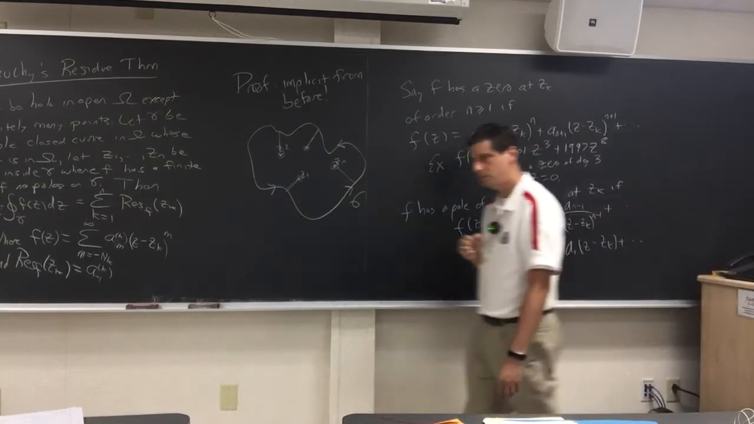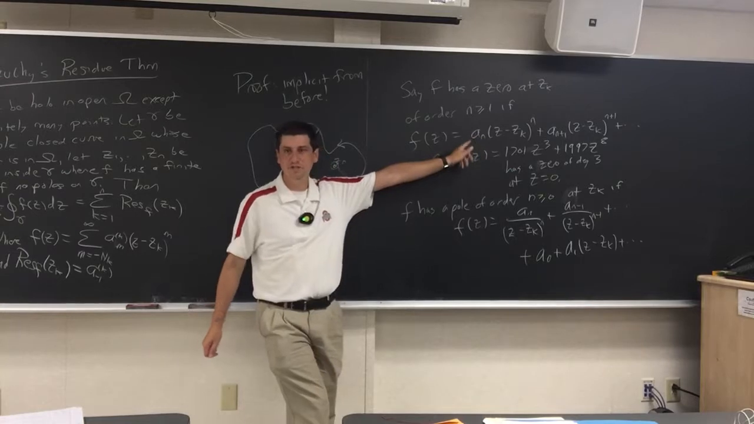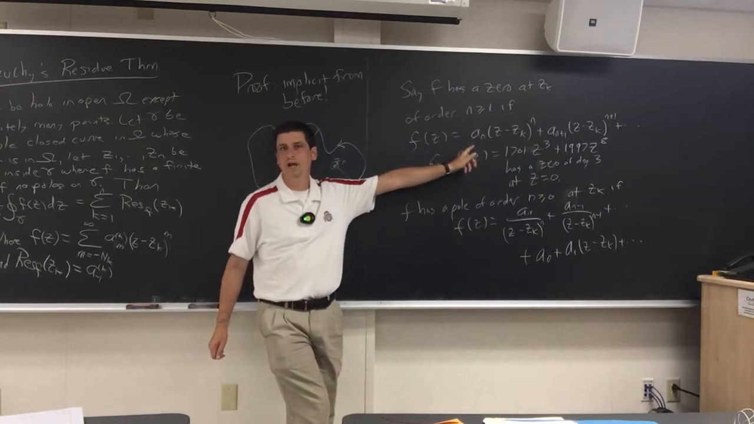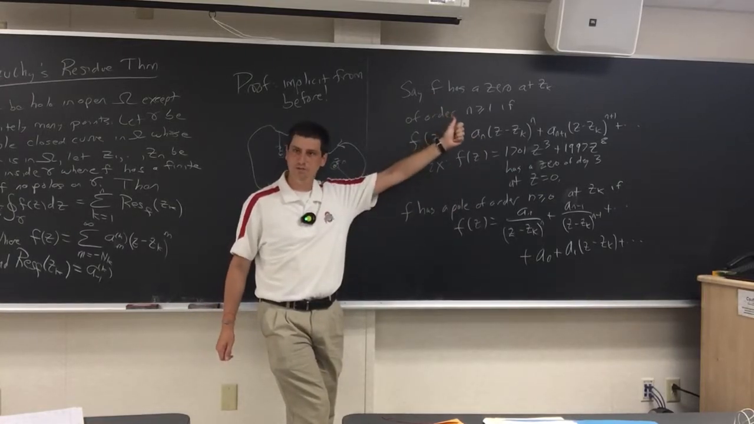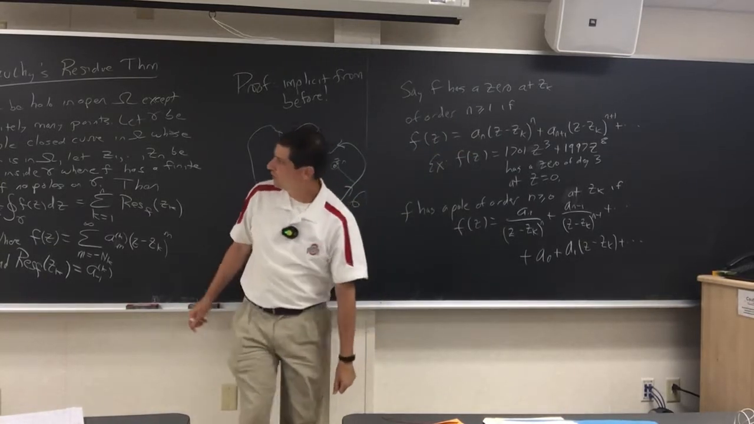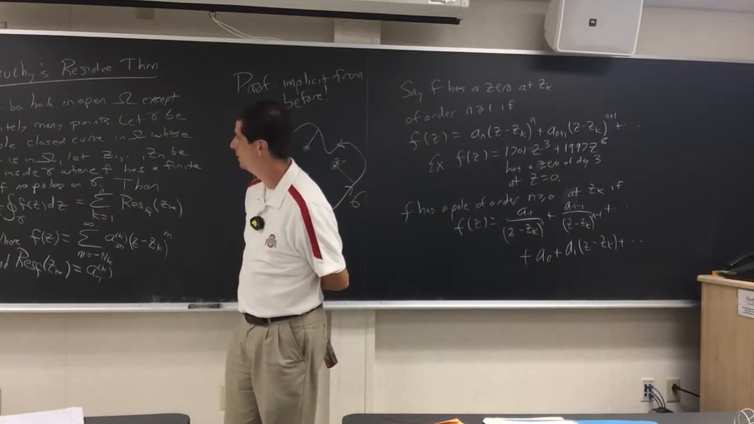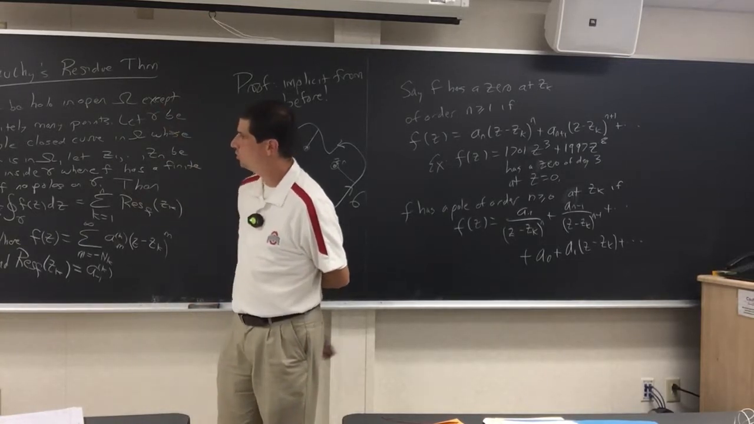Okay? So basically, it all comes down to the first term that doesn't vanish. And if n is greater than 0, it's a zero. If n is less than 0, it's a pole. So we have lots of different ways we can integrate. So let me keep this theorem on the board first.